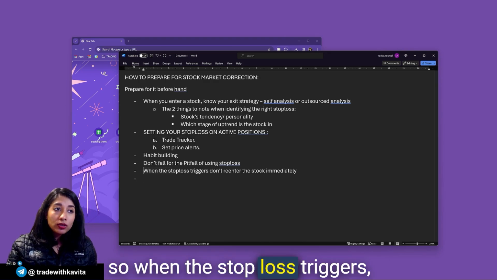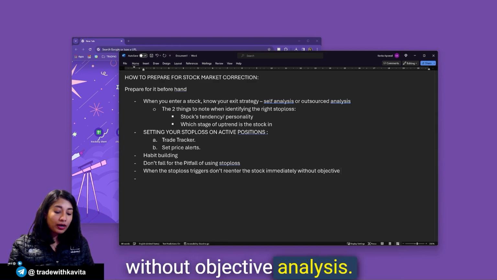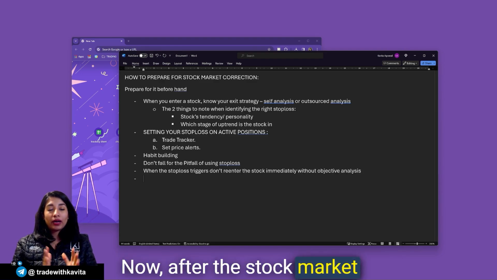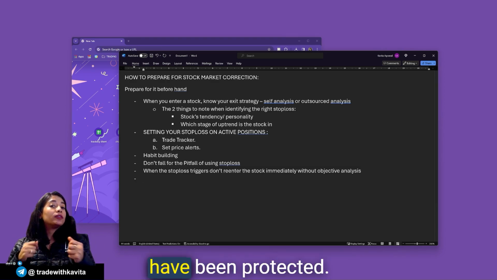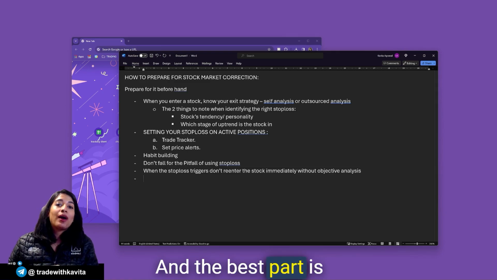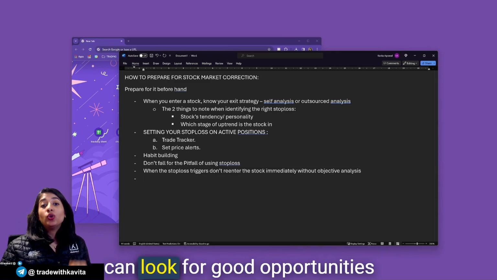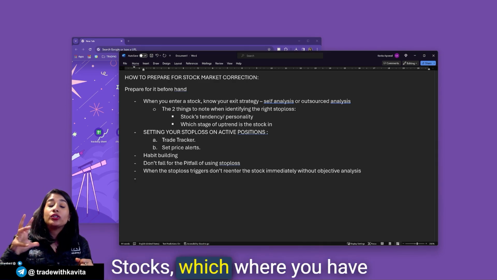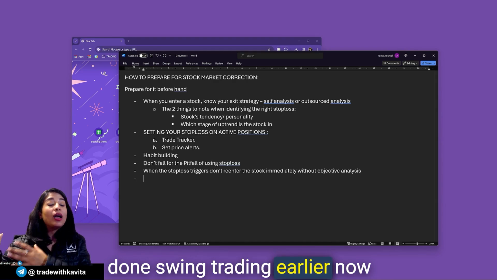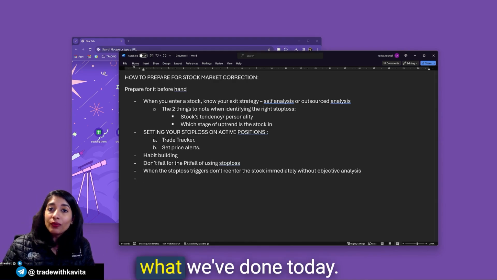Right? So when the stop loss triggers, don't re-enter the stock immediately without objective analysis. Now, after the stock market correction happens, stop losses get triggered. Your unrealized profits have been protected. And the best part is you have cash now. Okay. Now in this corrected market, you can look for good opportunities to purchase in this fallen market. Stocks where you have done swing trading earlier now might be ready for re-entry for a second leg of upside. And that is exactly what we've done today.